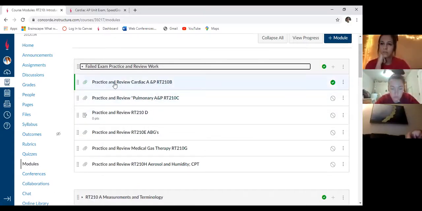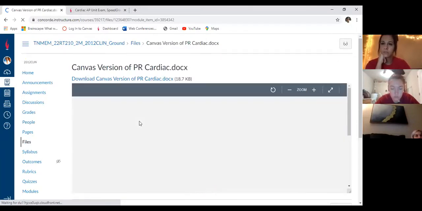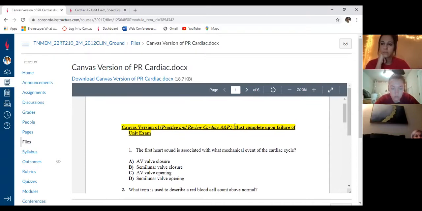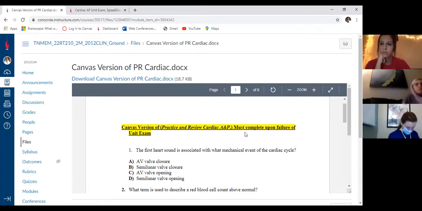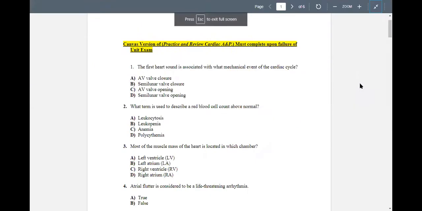All right, so you come to this one here, practice and review, cardiac A&P. You will open it. When you open it, it's going to lead you to a document. This is the Canvas version of the practice and review for cardiac A&P. You must complete this if you fail it before I let you take the next exam. You cannot take the next exam until you have done this. Now, this is not for a grade. It's not going to hurt you or help you, but it does keep you from taking the next one if you don't complete it. That shows us that you went in and actually studied, tried to figure out what you missed, right?